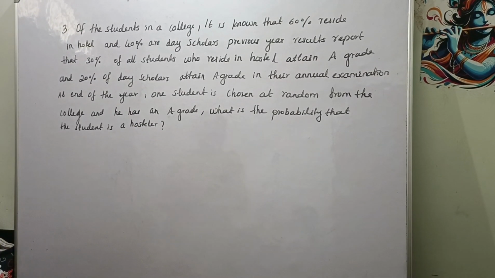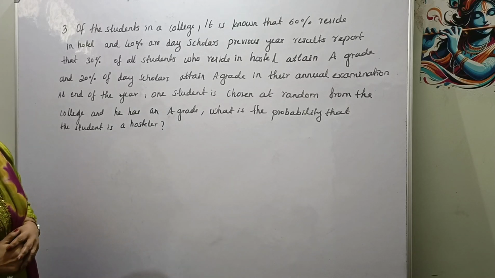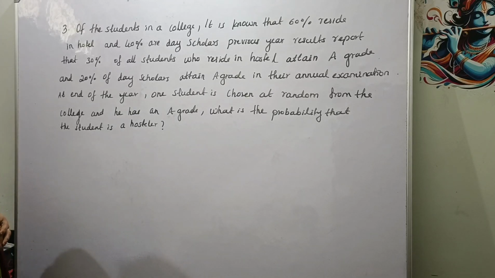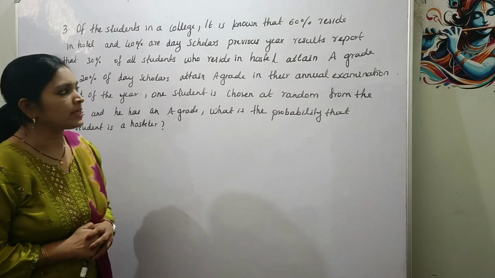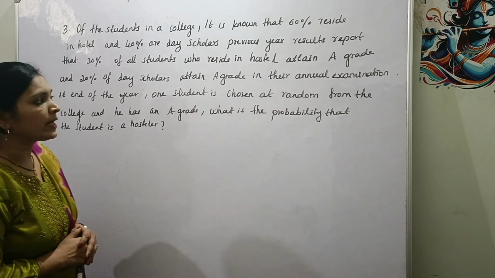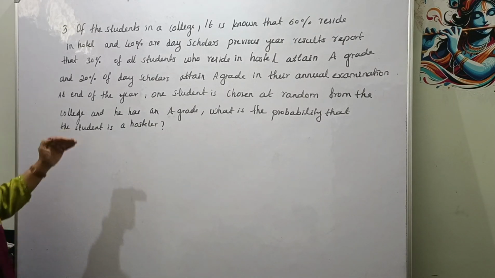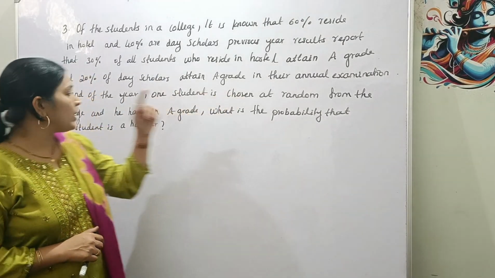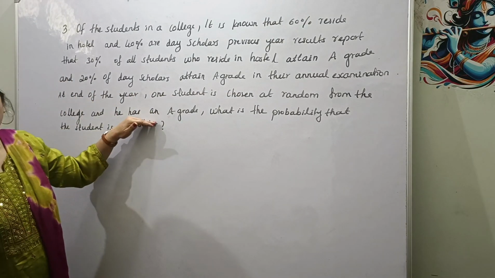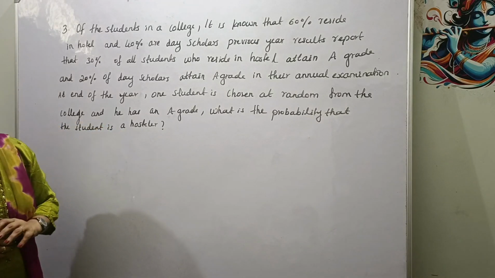Of the students in a college, it is known that 60% reside in hostel and 40% are day scholars. Day scholars means not residing in hostel. A previous year research report says that 30% of all students who reside in hostel attain A grade and 20% of day scholars attain A grade in their annual examination. At the end of the year, one student is chosen at random from the college and he has an A grade. What is the probability that the student is a hosteler?